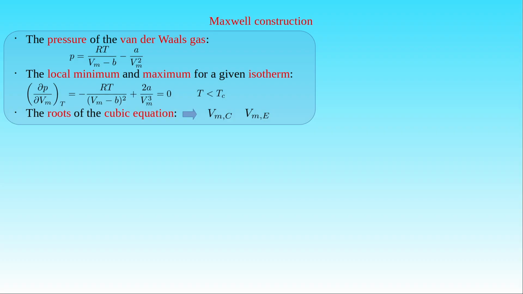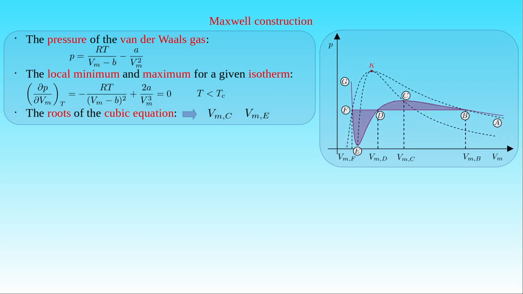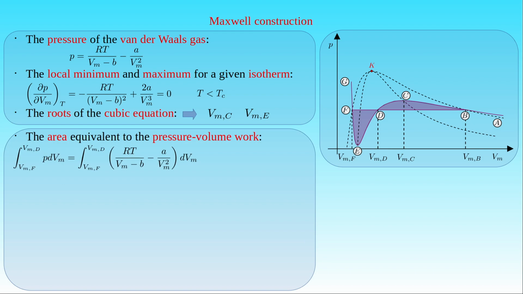In order to compute the area in the pressure-volume diagram equivalent to the pressure-volume work for an isothermal process, we will evaluate the integral of the pressure with respect to the molar volume between the minimum and maximum molar volumes occupied by the gas during its evolution. For example, the area under the isotherm between the molar volumes Vmf and Vmd is given by the integral of the pressure P with respect to the molar volume Vm with the lower and upper limits Vmf and Vmd.